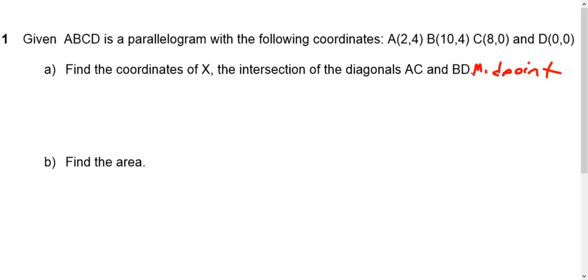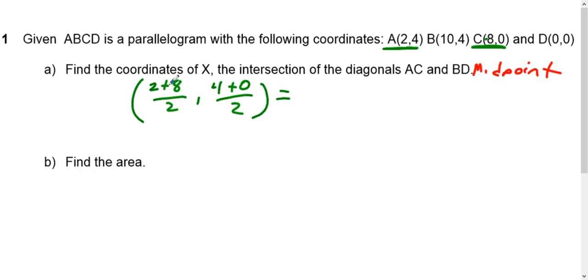To find the midpoint, we're going to use the midpoint formula, which is x plus x divided by 2, y plus y divided by 2. Pick either points AC or BD. I'm going to take A and C. So the midpoint is going to be 2 plus 8 over 2, and then 4 plus 0 over 2. That's 10 over 2, which is 5, and 4 over 2, which is 2. There's the midpoint. That's where they intersect.